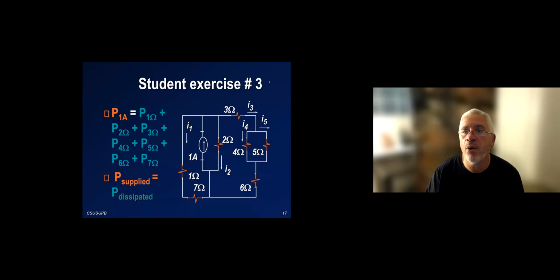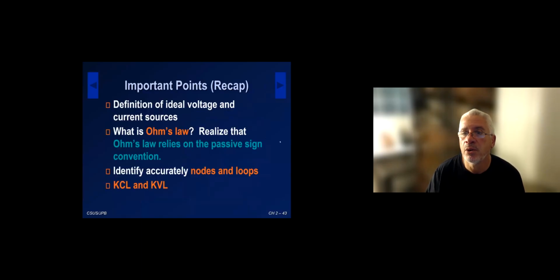So where are we right now? By way of recap, we've essentially started by defining current, voltage, power. We also introduced sources. We talked about independent sources, dependent sources. Then we introduced resistors, and mainly when we introduce passive elements, we look at the voltage-current relationship. For a resistor, it's called Ohm's law. So we introduced Ohm's law. We talked about the dependence of Ohm's law on the sign convention, the passive sign convention.